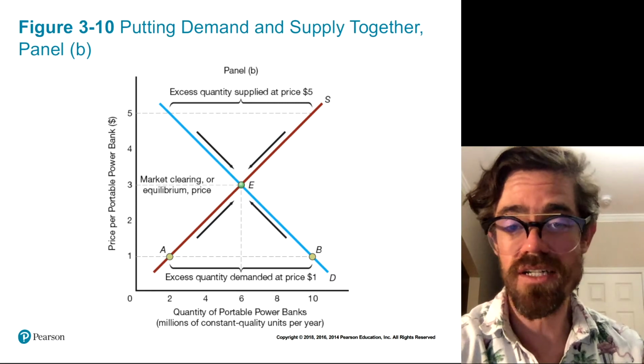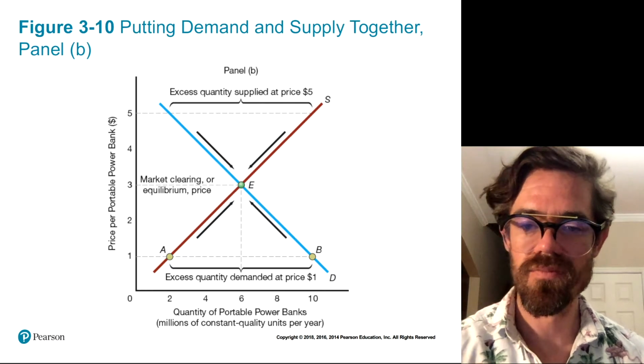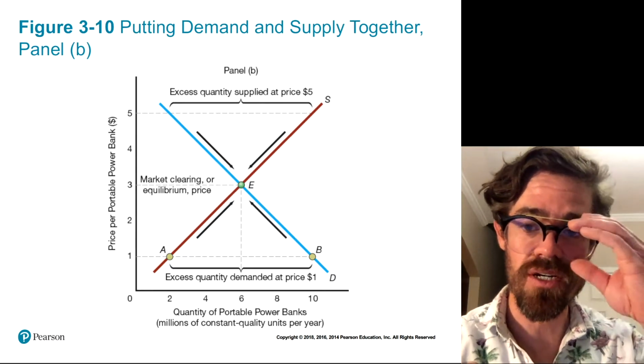Okay, and that's why it's an equilibrium. Things tend to gravitate towards it, and once it's there, it tends to be stable. It tends to stay there, right? So that's why it's an equilibrium.